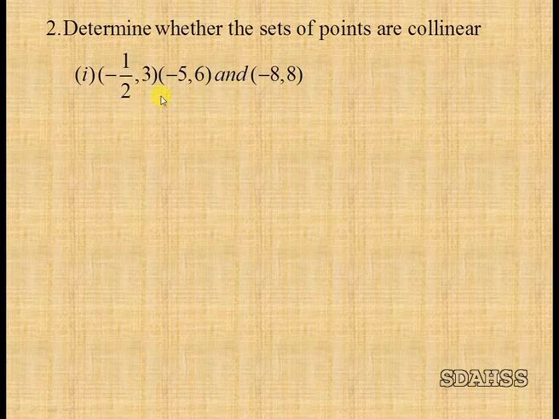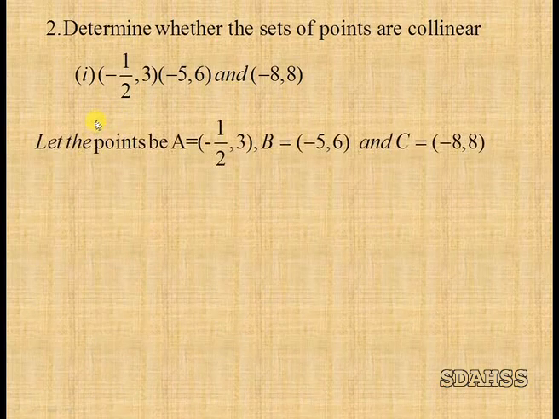The condition for collinearity is area of a triangle is equal to 0. Let the first point be A, second point be B, third point be C. This is x1, y1, x2, y2, x3, y3.